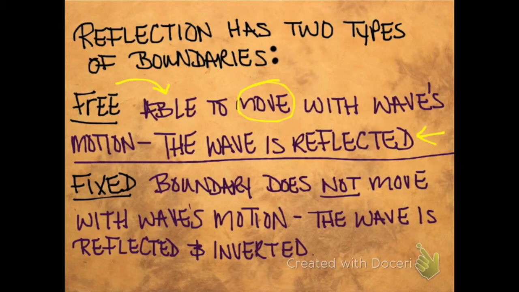The opposite of that is a fixed boundary. So a fixed boundary is a boundary that does not move with the wave's motion, so therefore the wave is reflected and then inverted, which means turned upside down. So the thing to remember would be a fixed boundary does not move with the wave's motion, and the wave is reflected and inverted. Inverted means turned upside down or turned the opposite way.